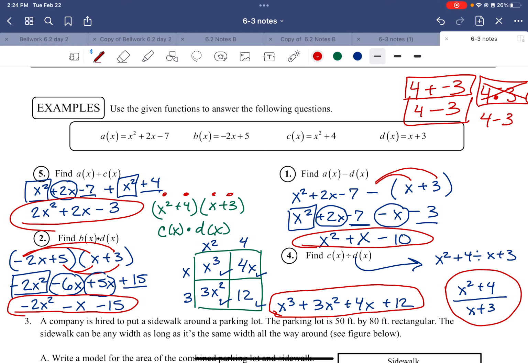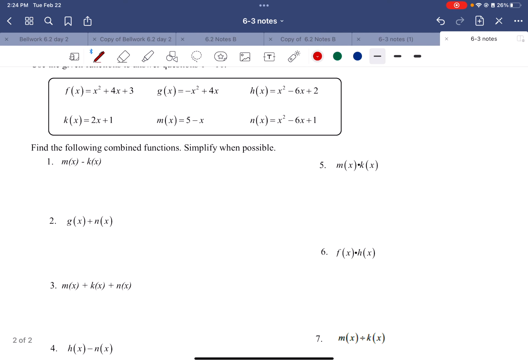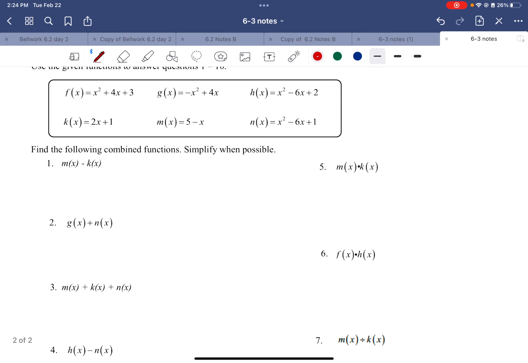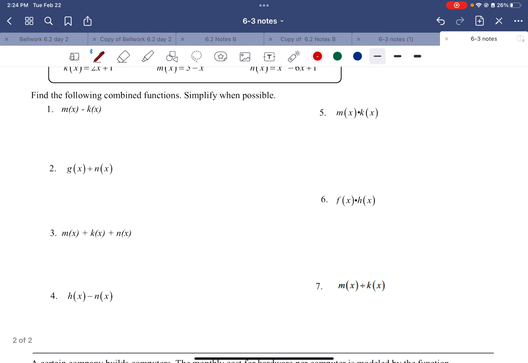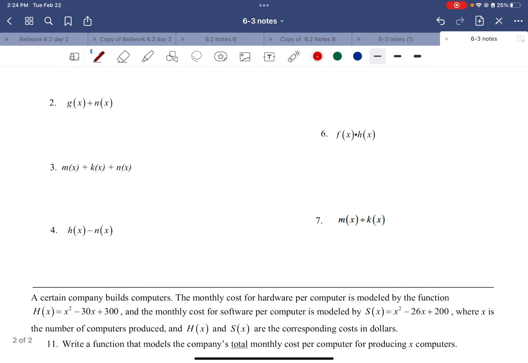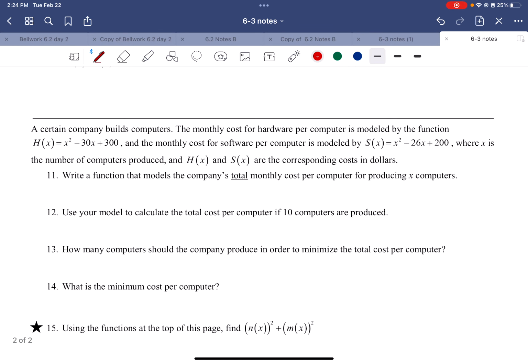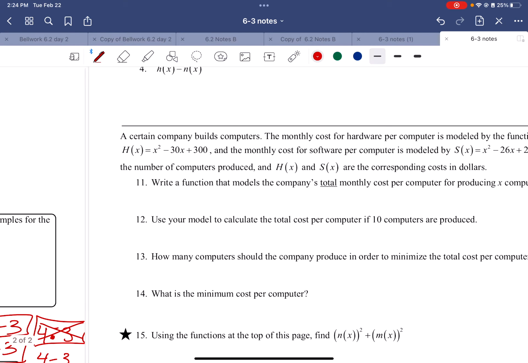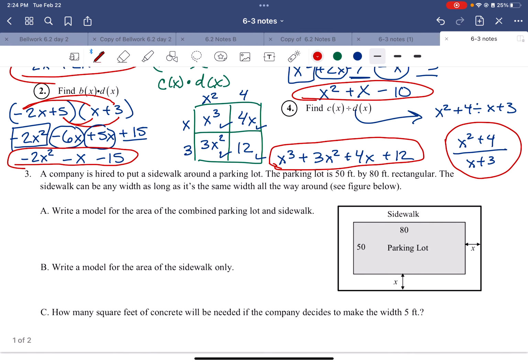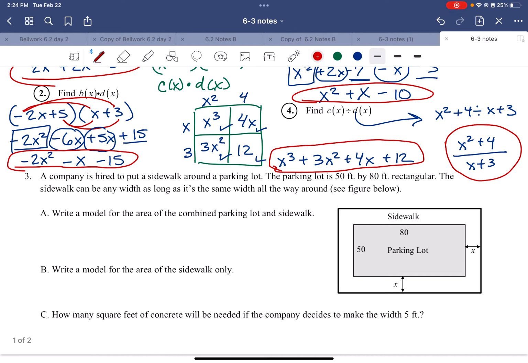That is most of what the homework is. Taking a quick look at the homework, there are 6 different functions, f, g, h, k, m, and n, and then problems 1 through 7. They want you to combine them in different ways. And so that will be the first part of your homework. The second part of your homework is a word problem. And so we're going to go back to the notes, and I have a word problem example. It's a little different, but hopefully it will help you with the word problem.